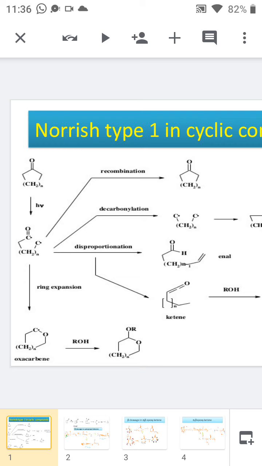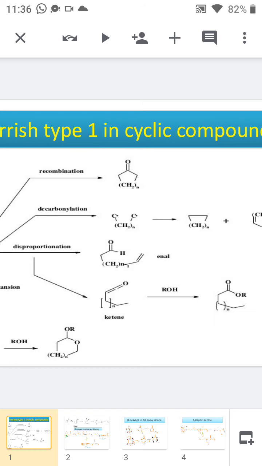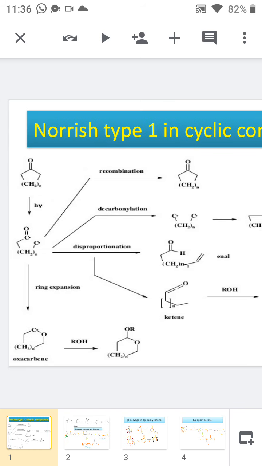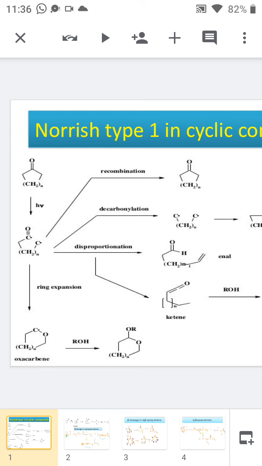So here first of all the decarbonylation will occur and form a new radical. After that the radicals will combine together and form a cyclic product, or otherwise it may undergo the recombination again and we will get the initial reactant itself.